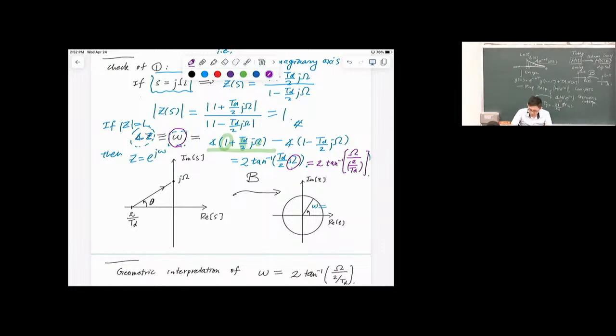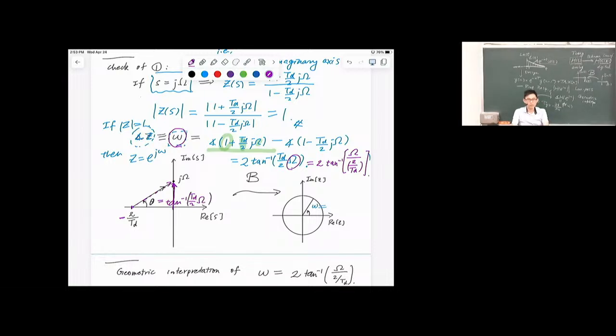If j omega gives you a point along the imaginary axis, right? So imagine that we have a point right here, and we connect from this point of negative 2 divided by Td. We connect a vector like that, right? So in this case, theta is arctangent of Td divided by 2 times big omega, right?